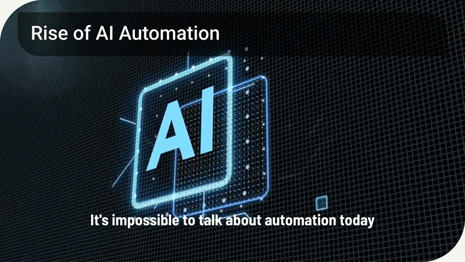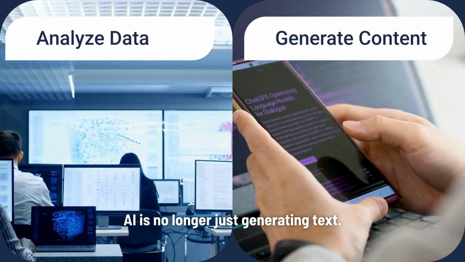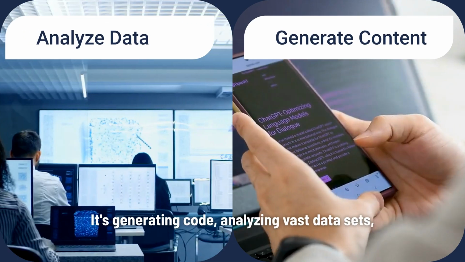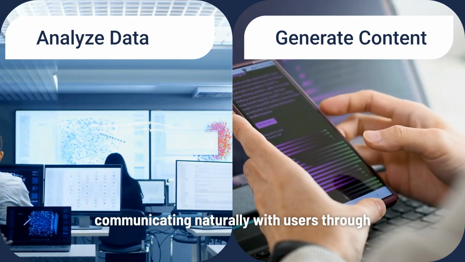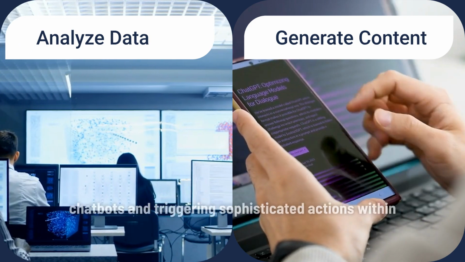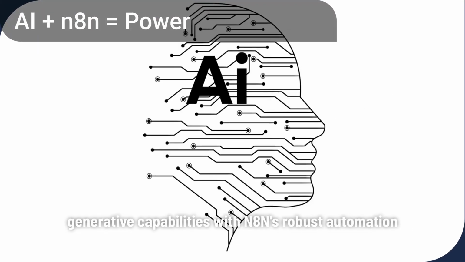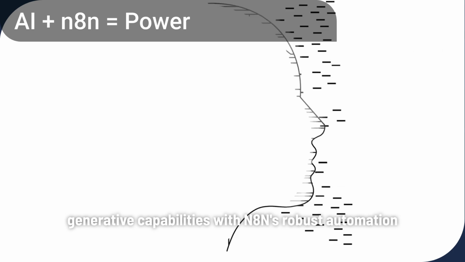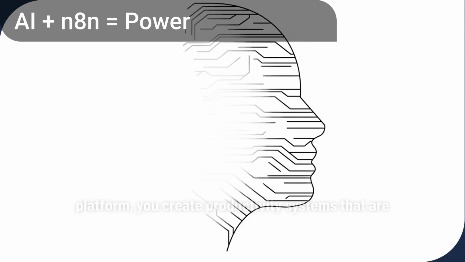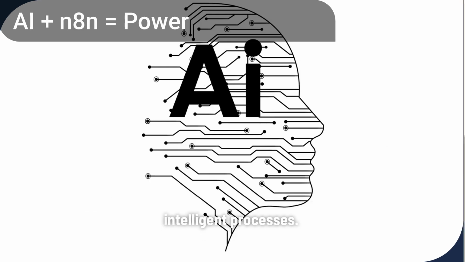Moving into Section 2, the rise of AI automation. It's impossible to talk about automation today without discussing artificial intelligence. AI is no longer just generating text. It's generating code, analyzing vast data sets, communicating naturally with users through chatbots, and triggering sophisticated actions within workflows. When you combine AI's decision-making and generative capabilities with n8n's robust automation platform, you create productivity systems that are truly powerful, automating not just tasks, but intelligent processes.